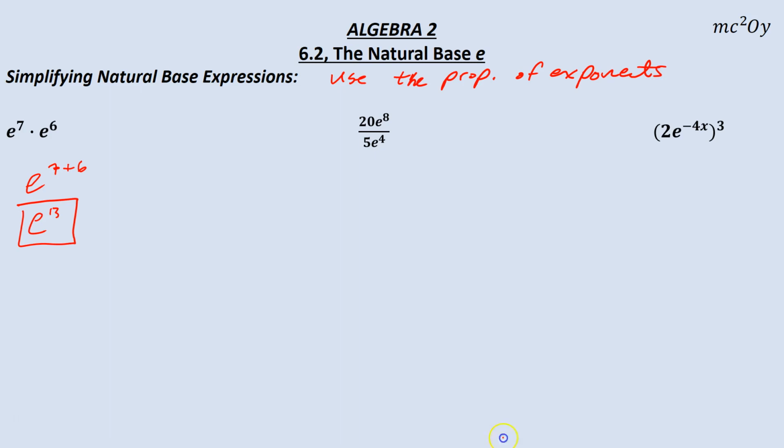Okay, so on this one here, it'd be 20 divided by 5, and then E to the 8th over E to the 4th. So 20 divided by 5 obviously is 4. E to the 8th over E to the 4th, same base, so you subtract the exponents. So that's 4 E to the 4th.